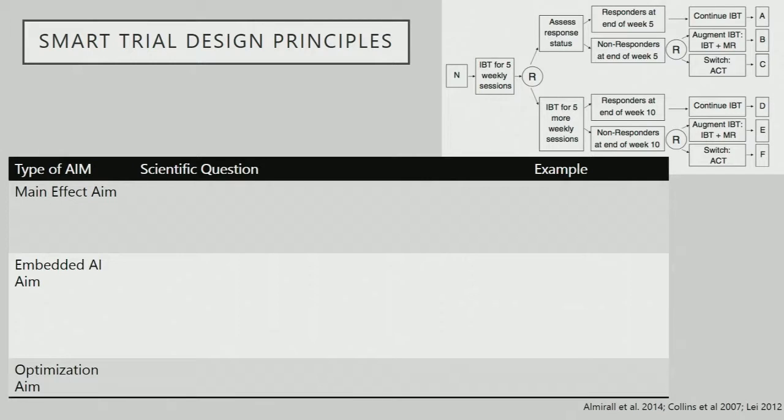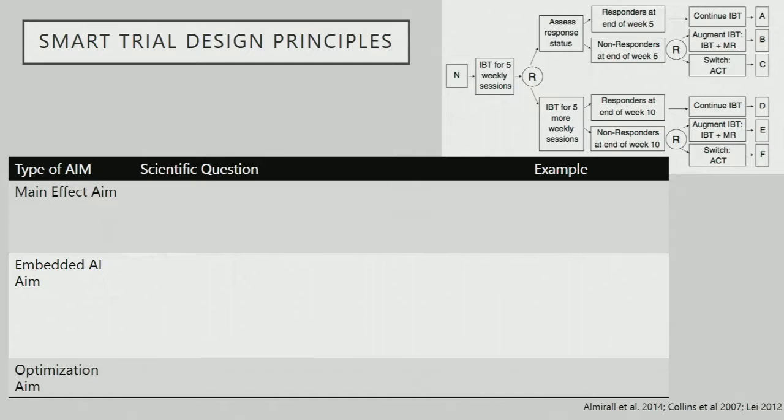If they respond, then they continue the therapy that they're getting currently. If they're a non-responder, then they get re-randomized to either augment their current therapy with meal replacement therapy or to switch to a different type of therapy altogether. And that gives you 3 specific groups here.